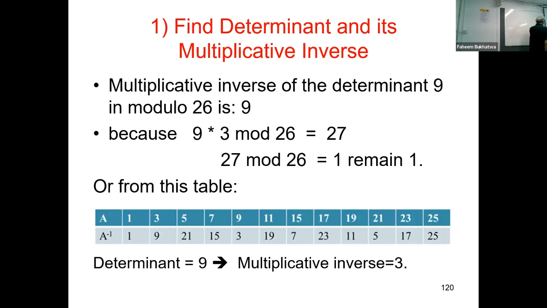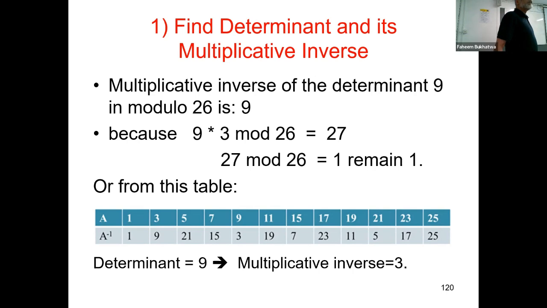It's actually 3. It's the number that, when you multiply it by 9 and mod it by 26, the remainder is 1. So those numbers are considered relatively prime to one another. If you don't remember, just start with the numbers from 1 to 25. Multiply the number by 9, mod by 26, and see if the result is 1. If the result is 1, then that's the inverse.